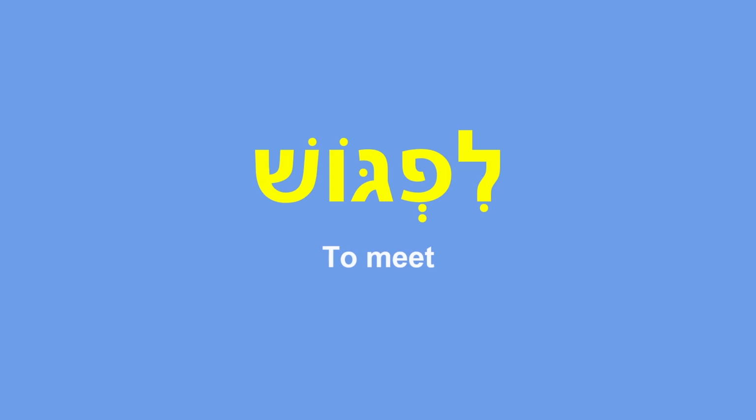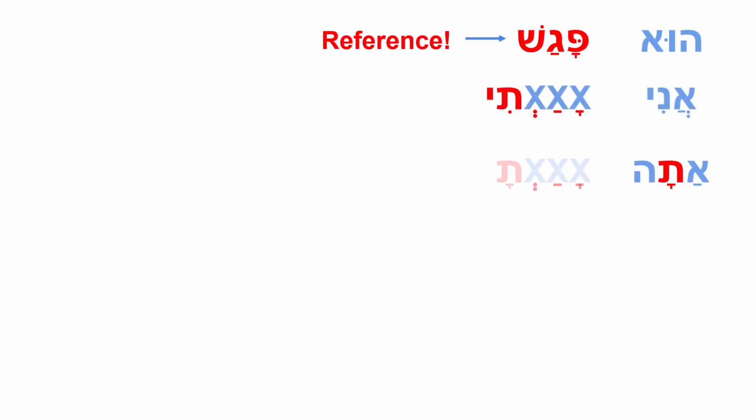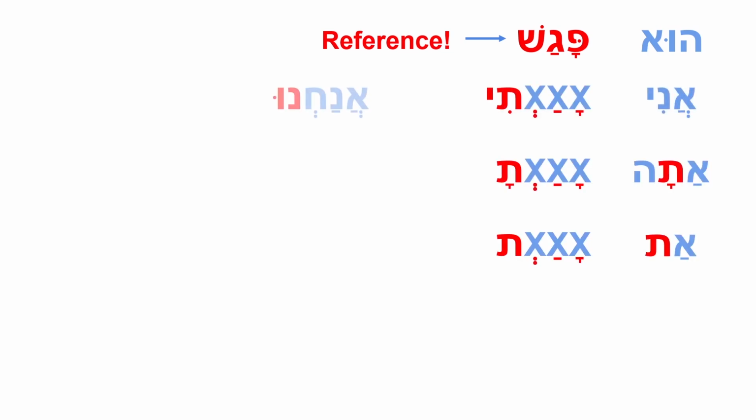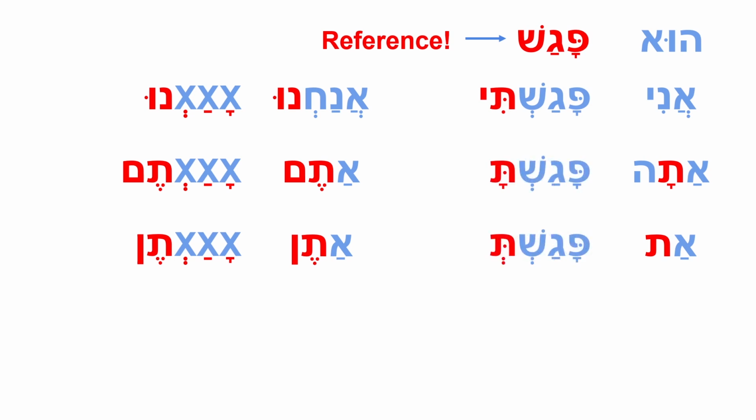Livgosh, to meet. hu pagash, it was our reference point, we already found it. Ani ends with T, Ata ends with Ta, At ends with T, Anachnu ends with Nu, Atem ends with Tem, Aten ends with Ten. So hu pagash, and let's place the reference into the template, and it will become Ani pagashti, Ata pagashta, At pagasht, Anachnu pagashnu, Atem pagashtem, Aten pagashten.